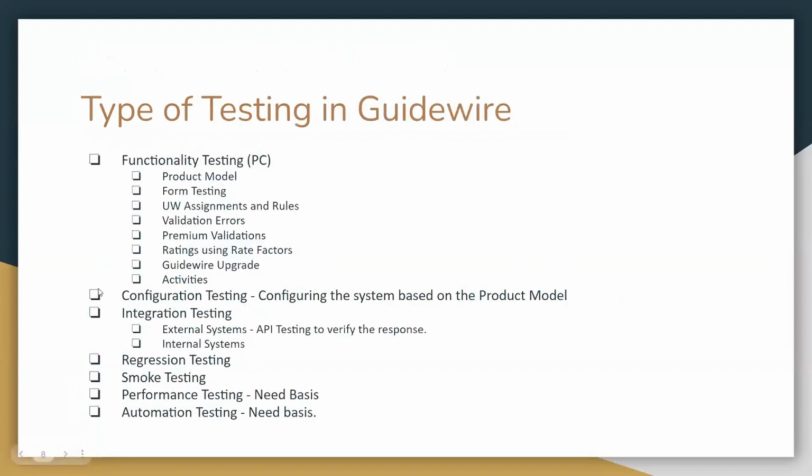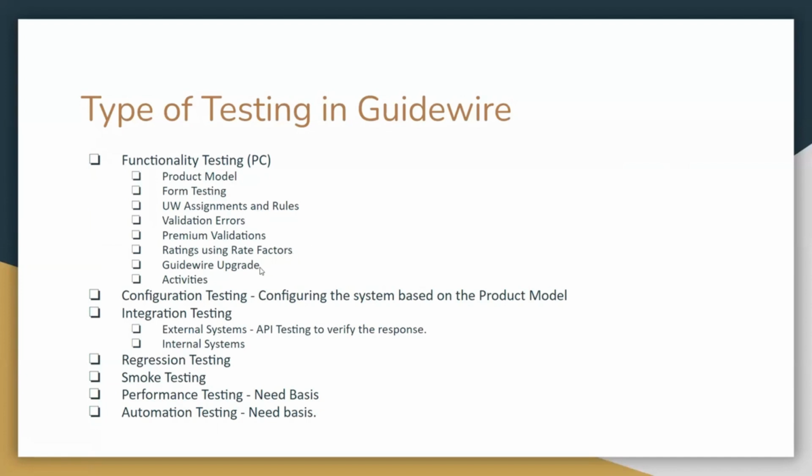These are the functional concepts we are going to learn. Functional configuration we are covering as a part of the entire training, starting from the product model, form testing, underwriting rules and how they are configured, validation error messages, premium validations, and rating factors.